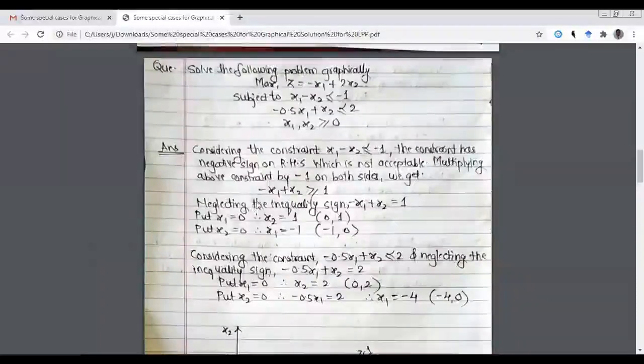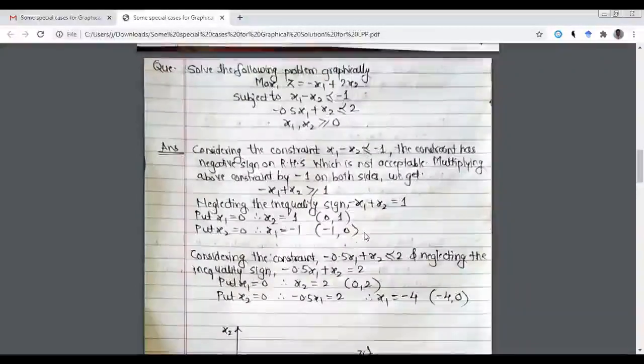Okay, let's proceed. -x1 + x2 should be greater than or equal to 1. So this is the constraint that we have got. Neglecting the inequality sign, we get an equation -x1 + x2 = 1. If we put x1 = 0, we get x2 = 1. So we get our first point as (0, 1). If we put x2 = 0, we get x1 = -1, and we get another point for this constraint line as (-1, 0). These are the 2 points that we get for our constraint line.